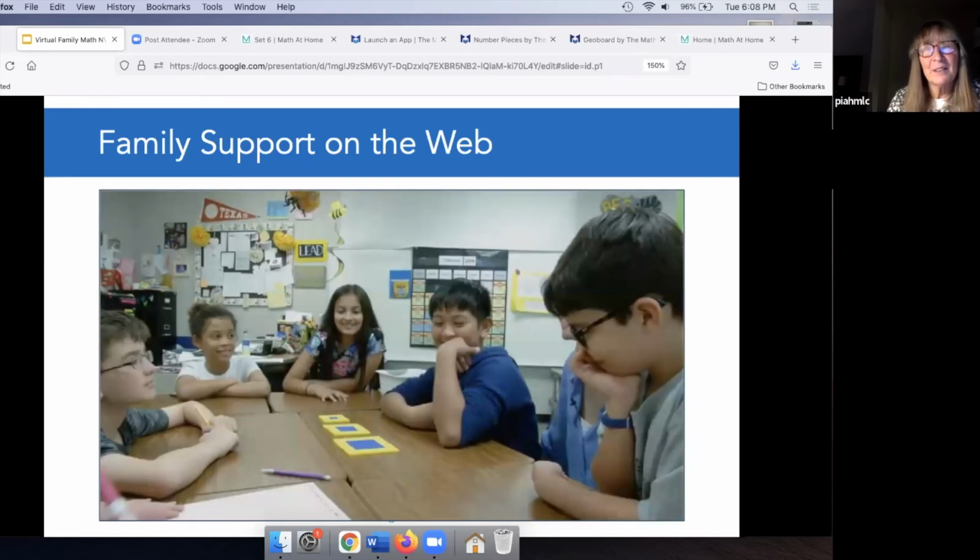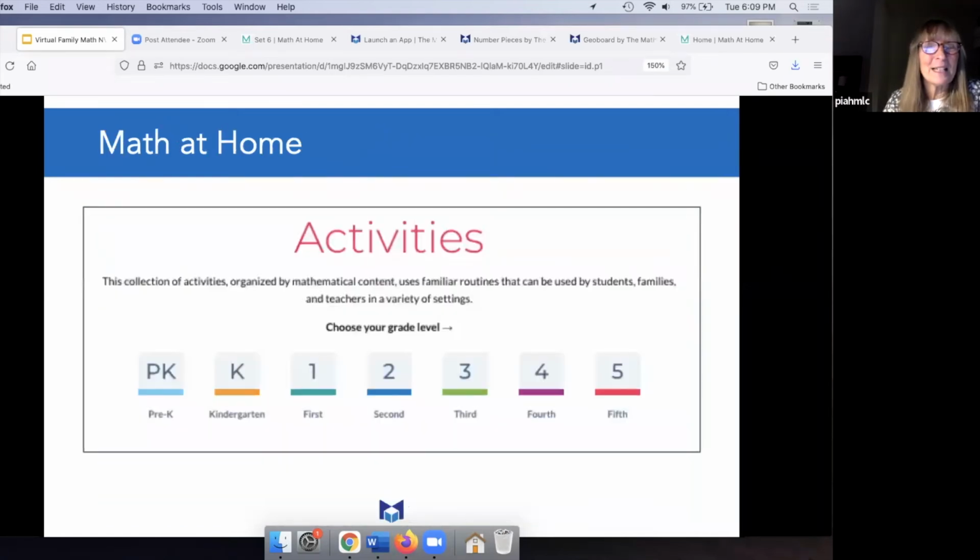So again, the family support is on the website. You can access mathlearningcenter.org, and from there you can access the apps, the math at home activities, and again, support your families at home.